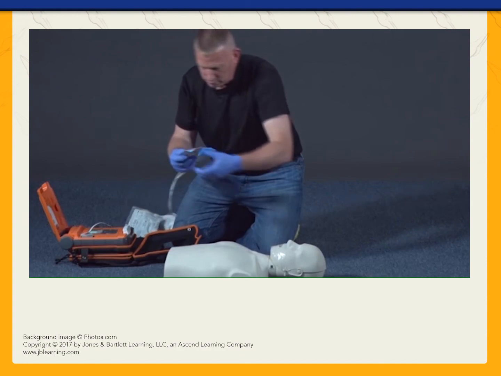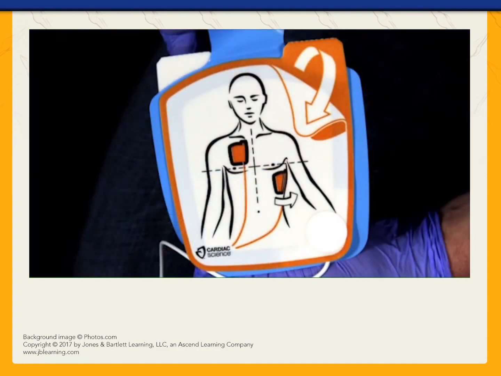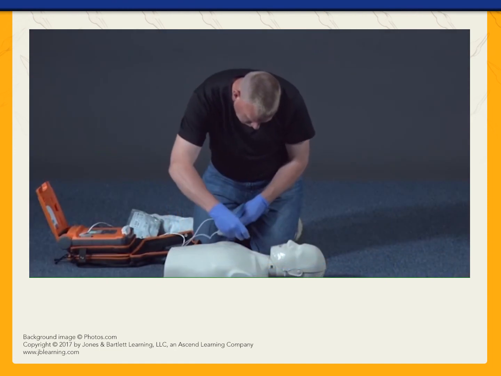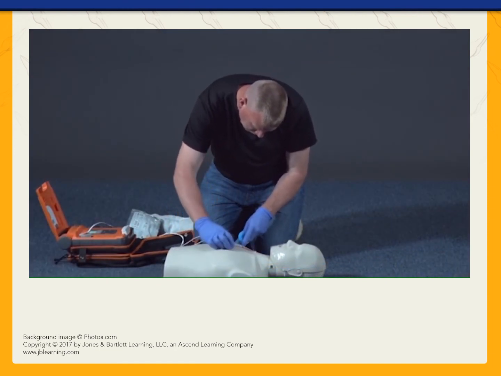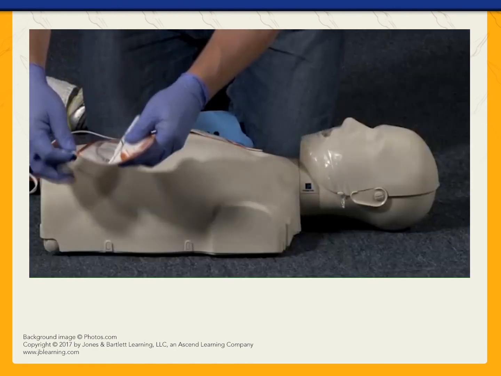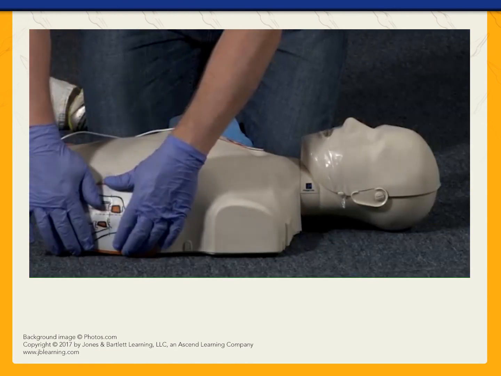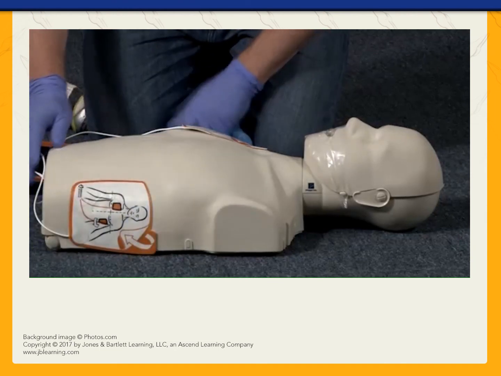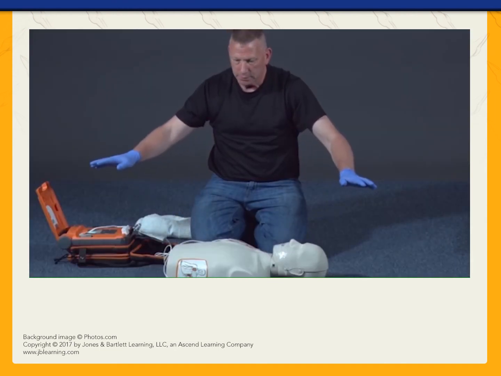Pictures on the pads will show where to place them. Peel one of the white pads completely from blue plastic. Firmly place the pad without the blue plastic on patient's bare chest, exactly as shown on pads. Next, peel second white pad from the blue plastic. Firmly place the second pad on the other location. Do not touch the patient.